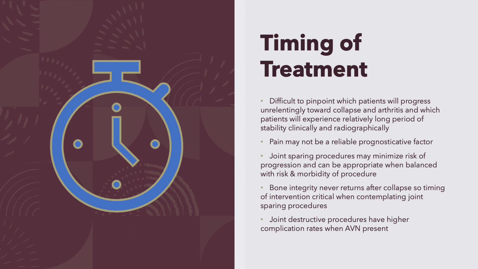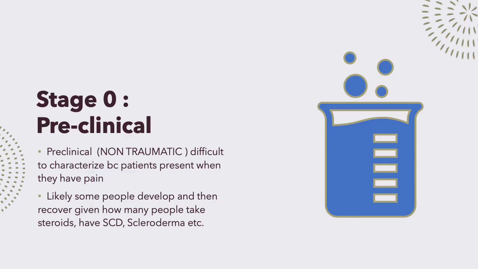each patient individually. You must keep in mind that bone integrity never returns after collapse, so timing of intervention is critical when contemplating joint-sparing procedures. Additionally, we know that joint-destructive procedures have a much higher rate of complication when AVN is present already. So we'll take a couple of minutes to talk about each one of the stages.